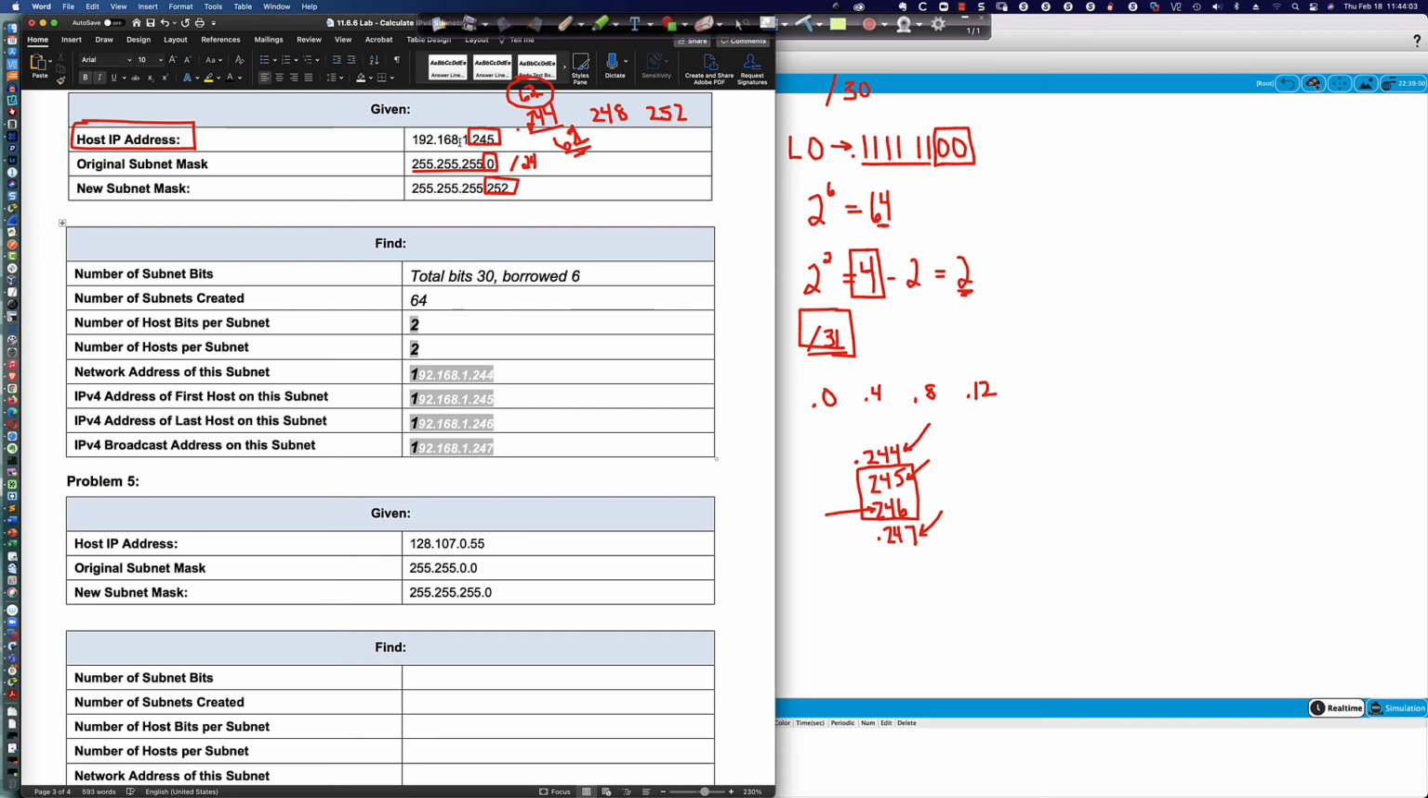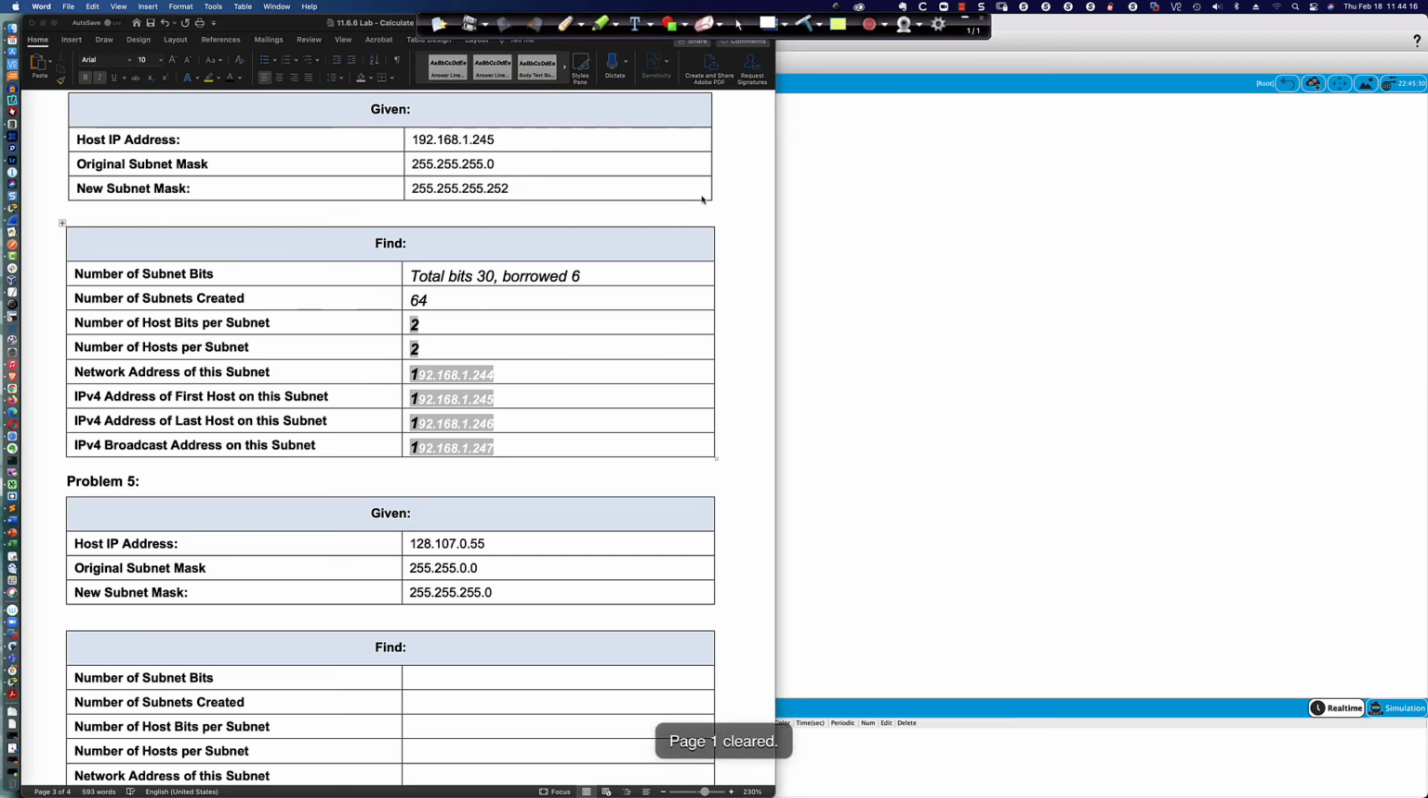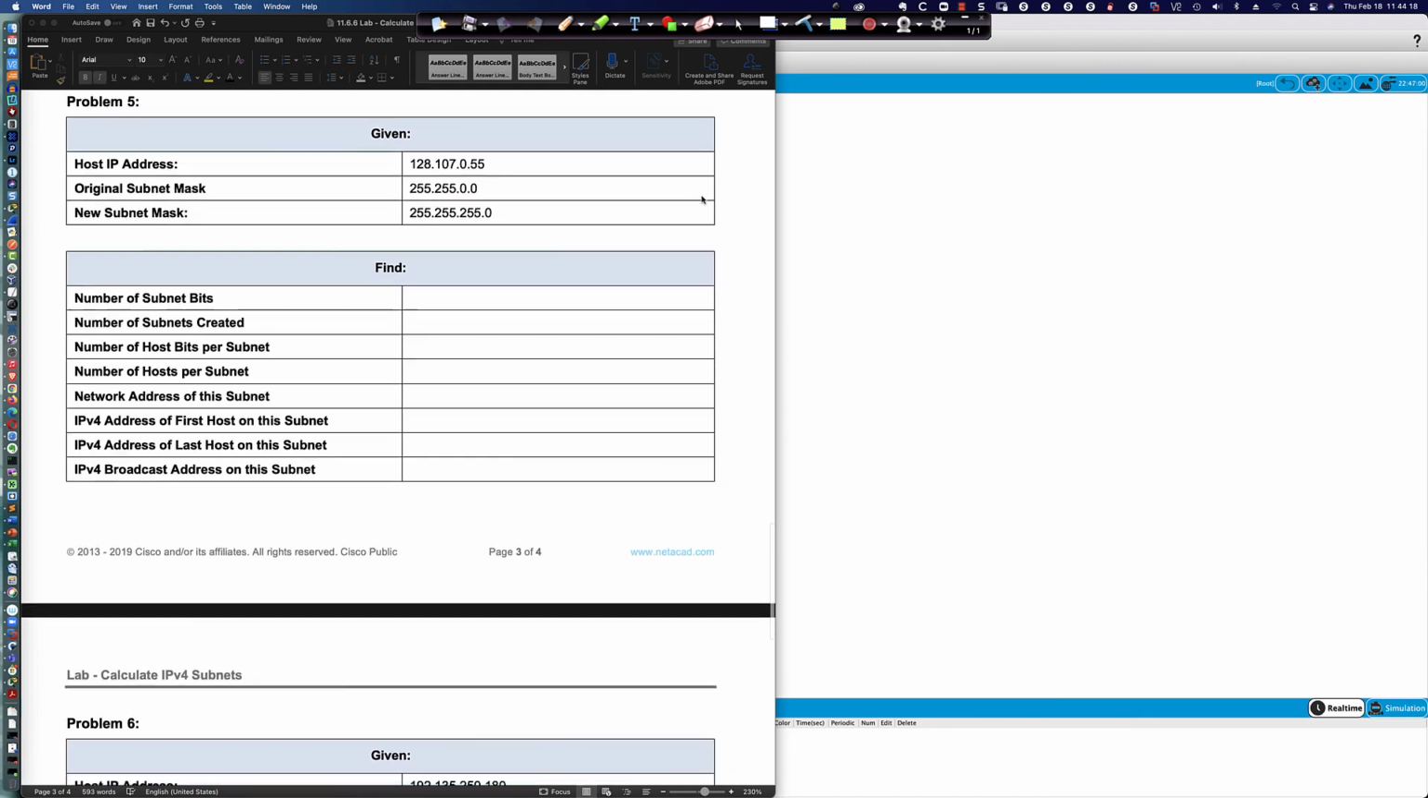Again, working with the Class Cs and when we subnet the Class C, much easier than a Class A or a Class B. The numbers we're working with are much smaller and easier to comprehend. So let's clear our screen. And let's come down to the penultimate one here, problem number 5.